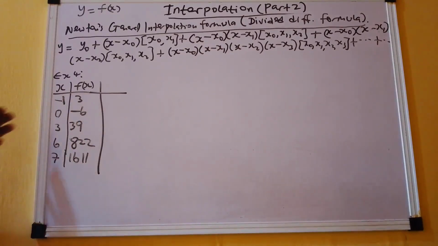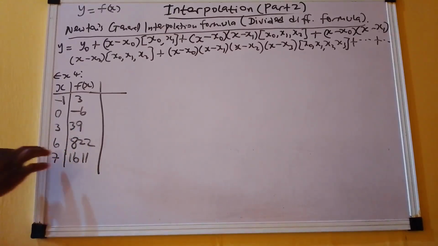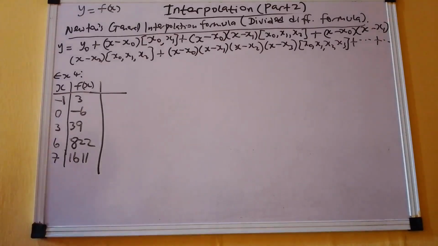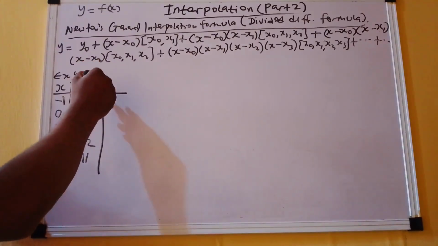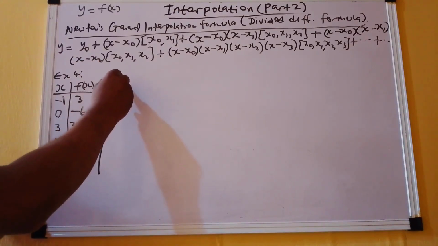You can see that for this particular table, x has -1, 0, 3, and so on. You will also see that x does not have a uniform difference. 0 minus -1 is 1. 3 minus 0 is 3. 6 minus 3 is 3. 7 minus 6 is 1. So it means that we cannot use the forward or the backward difference formula. That's why we are resorting to the divided difference formula, otherwise known as Newton's general interpolation formula. Now let us get the first divided difference.